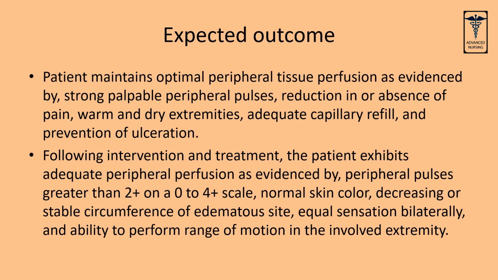Expected outcome: patient maintains optimal peripheral tissue perfusion as evidenced by strong palpable peripheral pulses, reduction in or absence of pain, warm and dry extremities, adequate capillary refill, and prevention of ulceration. Following intervention and treatment, the patient exhibits adequate peripheral perfusion as evidenced by peripheral pulses greater than 2+ on a 0 to 4+ scale, normal skin color, decreasing or stable circumference of edematous site, equal sensation bilaterally, and ability to perform range of motion in the involved extremity.